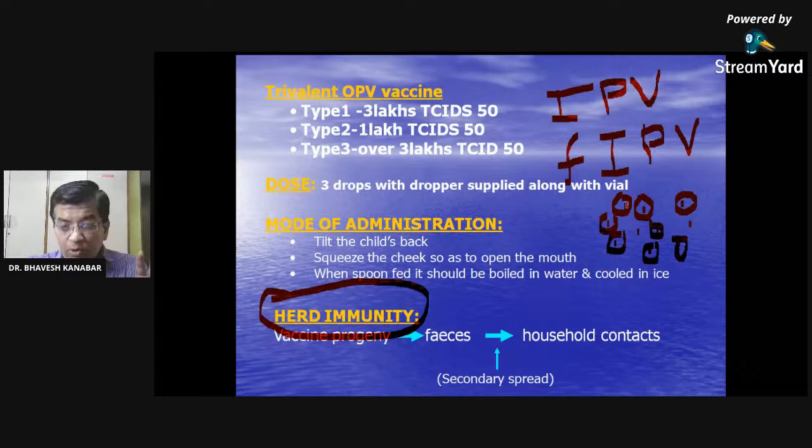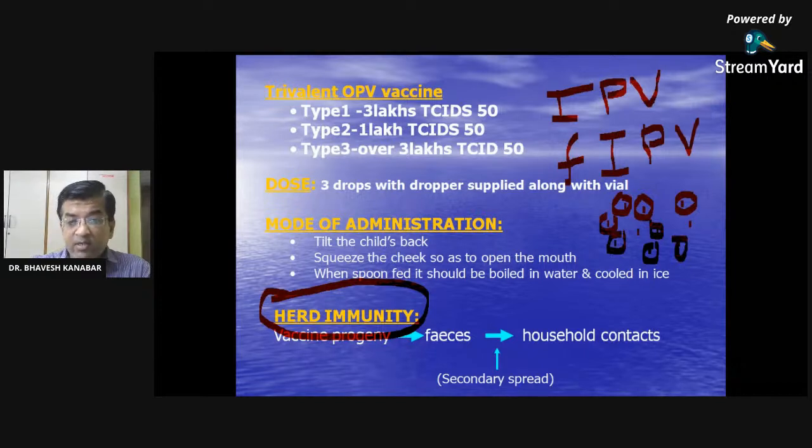Because all these persons are protected by the vaccine, these two persons who have not taken the vaccine are also being protected. This is called herd immunity, right? I think you understood this concept of herd immunity.